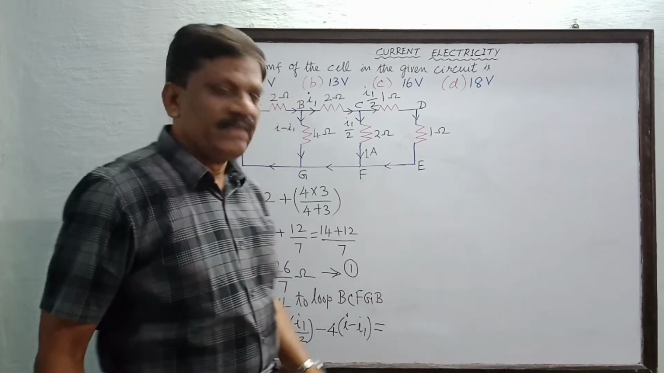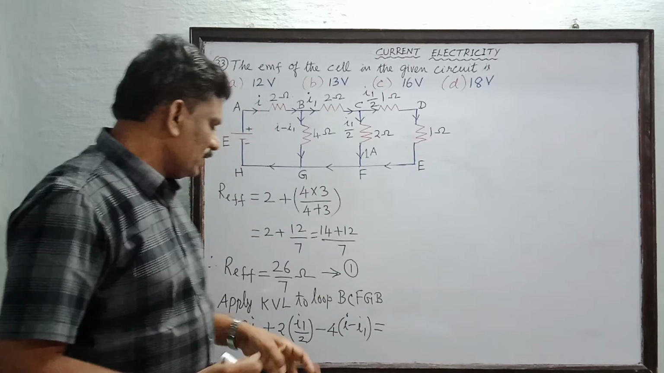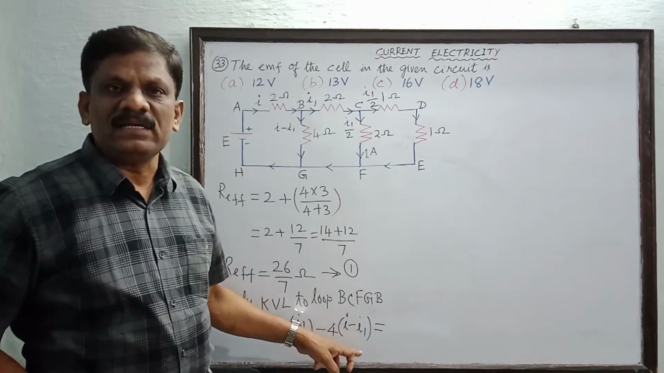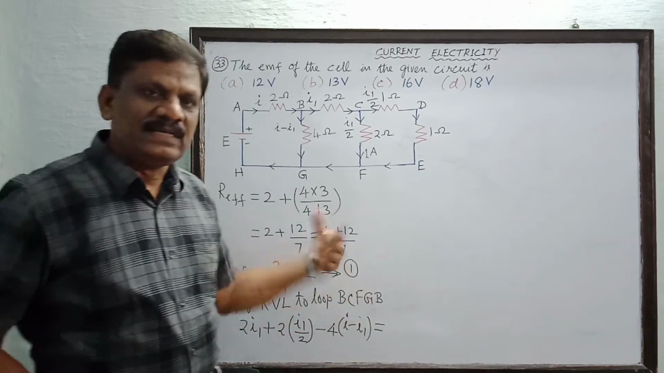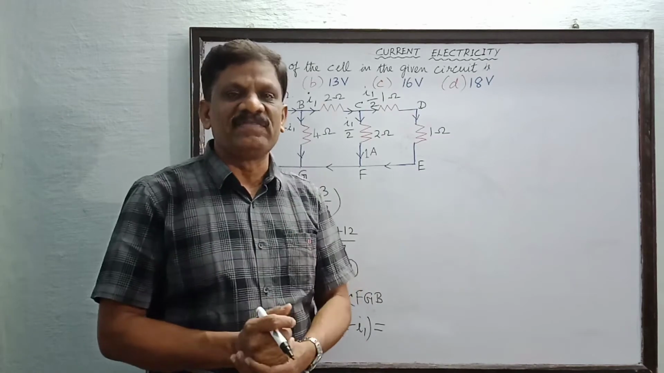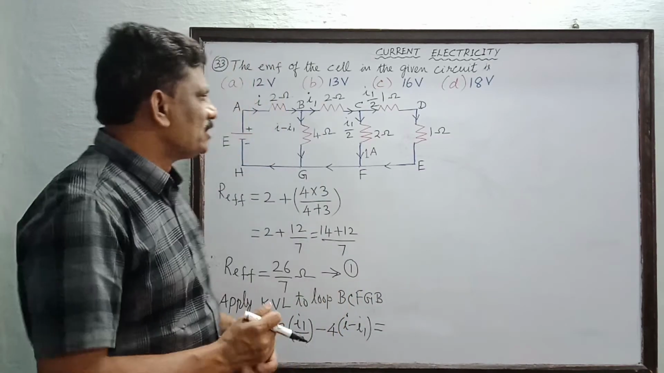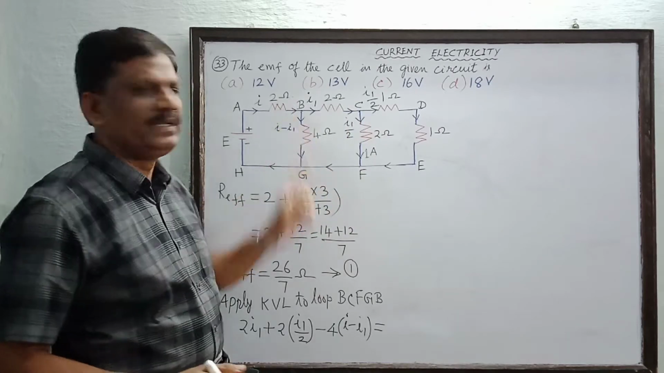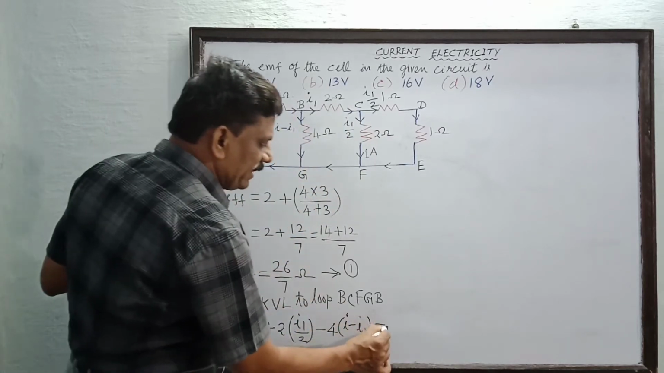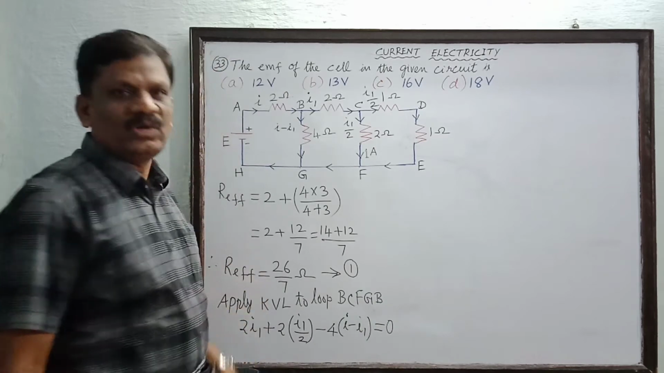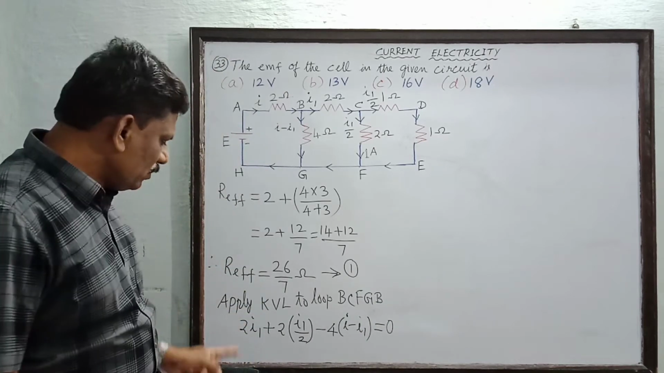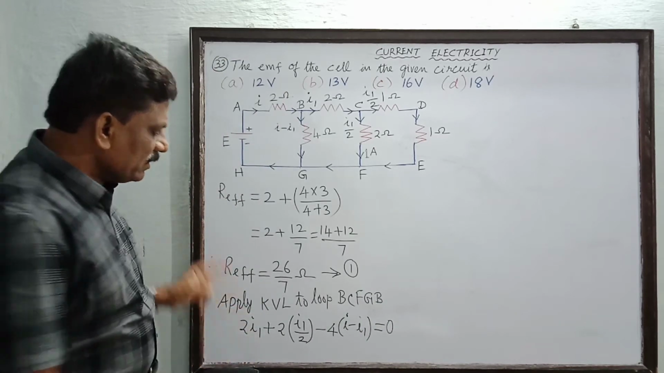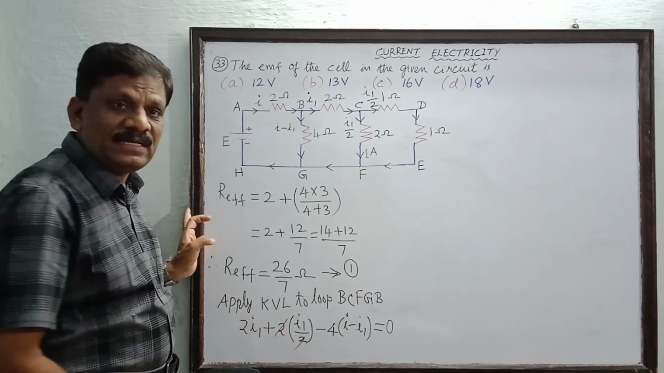So on the left hand side, by Kirchhoff's second law, I have written the summation of the IR products. The right hand side is the algebraic sum of the EMFs of the cells or batteries. In B to C, no battery; C to F, F to G and G to B, there is no EMF. Therefore, the right hand side is equal to 0. Now we expand. This 2 and 2 get cancelled, is it not?